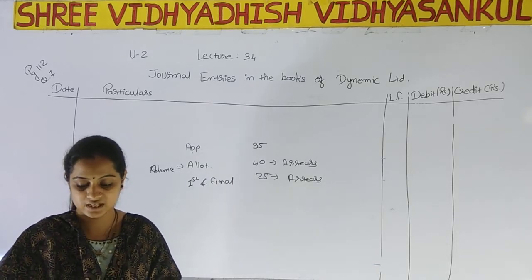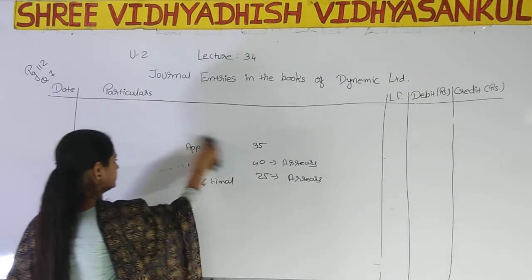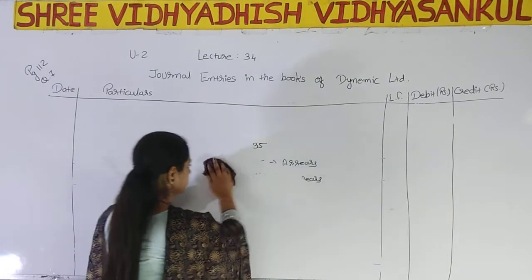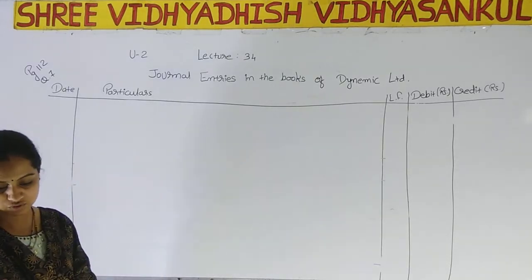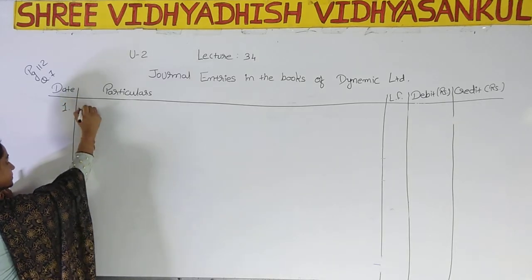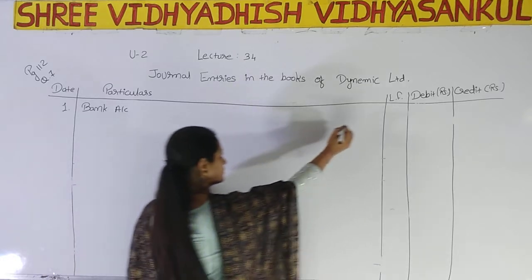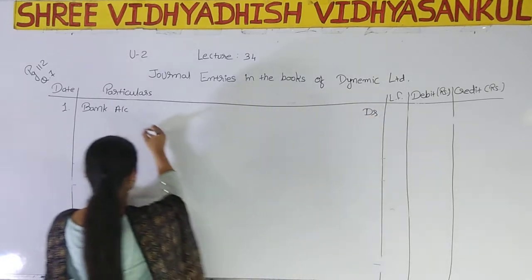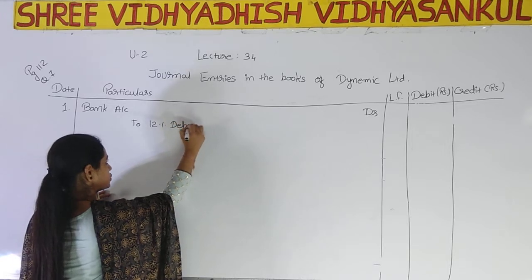Right now we'll discuss this sum. First entry will be same, right? Bank account debit to debenture application account, right? The amount is 35 and the name of debenture is 12%. First, bank account debit to 12% debenture application account.